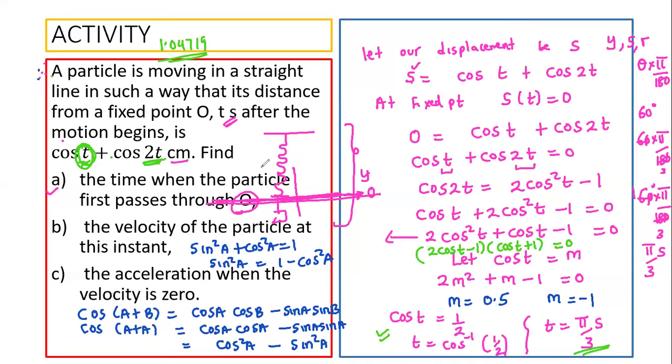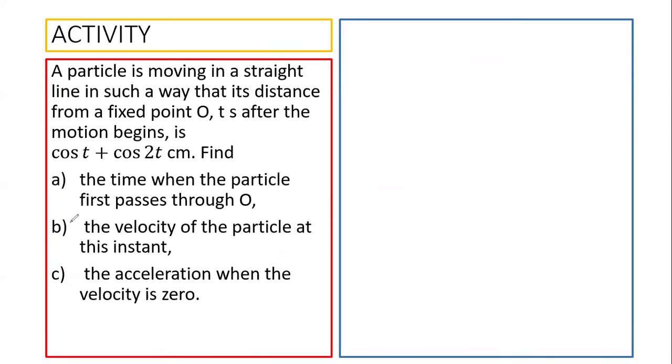Now, part B. Allow me to clean the screen. I'm cleaning the whole screen. Yes, I've cleaned. Part B, they asked us about the velocity of the particle at this instant, meaning that they're asking us what was the velocity of the particle at that point, at that fixed point.